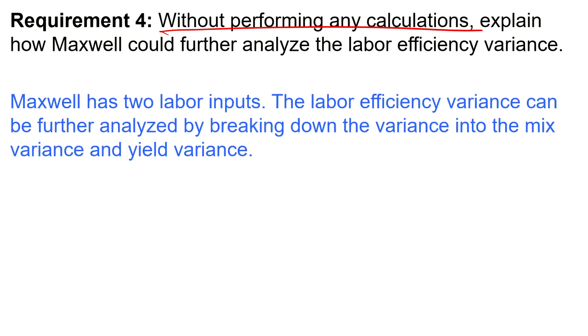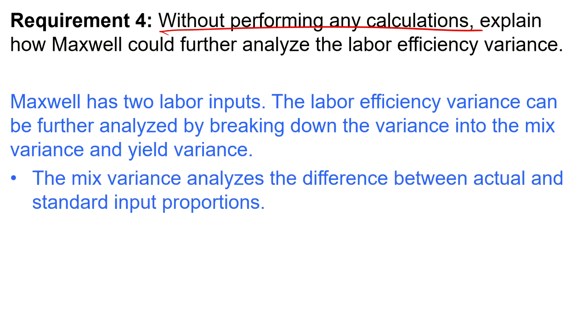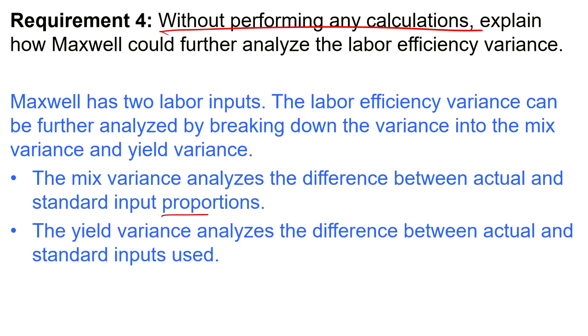So Maxwell has two labor inputs. The labor efficiency variance can be further analyzed by breaking down the variance into the mix variance and the yield variance. The mix variance analyzes the difference between actual and standard input proportions, and the yield variance analyzes the difference between actual and standard inputs used. Okay, the total amount, not just the proportions of it.